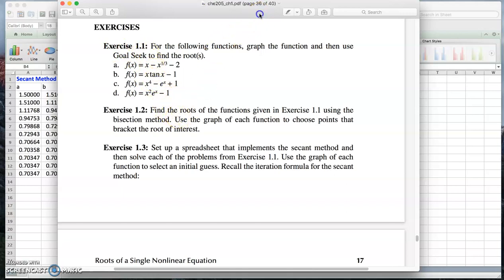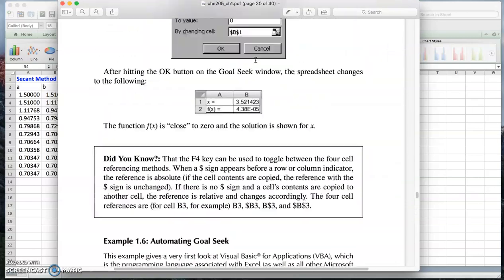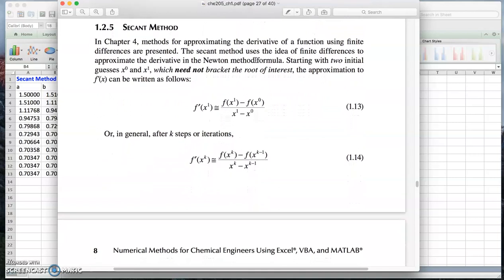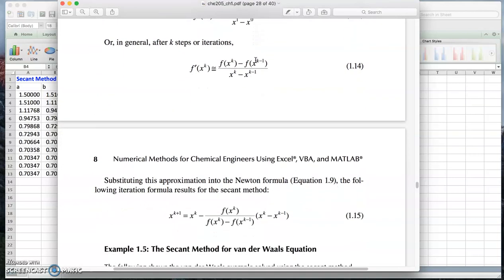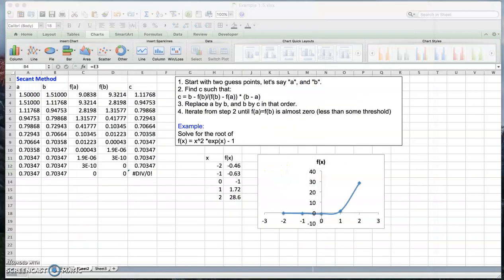Okay, so let's go back to the secant method section. In the secant method, you have to start with two guess values, x_{k-1} and x_k, or if you will, I can explain in terms of a and b. Let's say we pick two guess values, a and b, and then based on a and b, we're going to construct another variable like c.